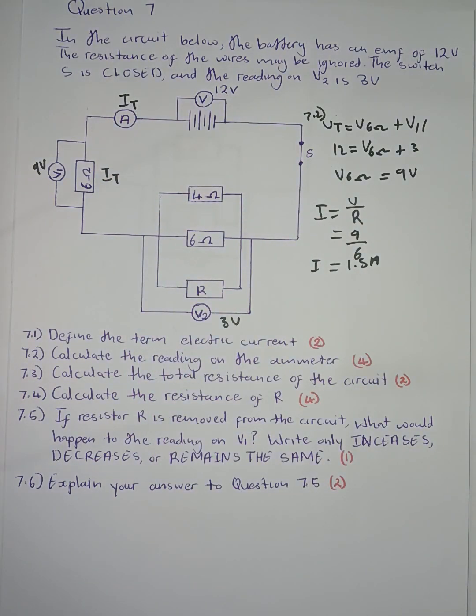Now 7.3 says to calculate the total resistance of the circuit. Remember, that's actually 2 marks. As you can note, I'm sure some of you are saying, how is that possible?